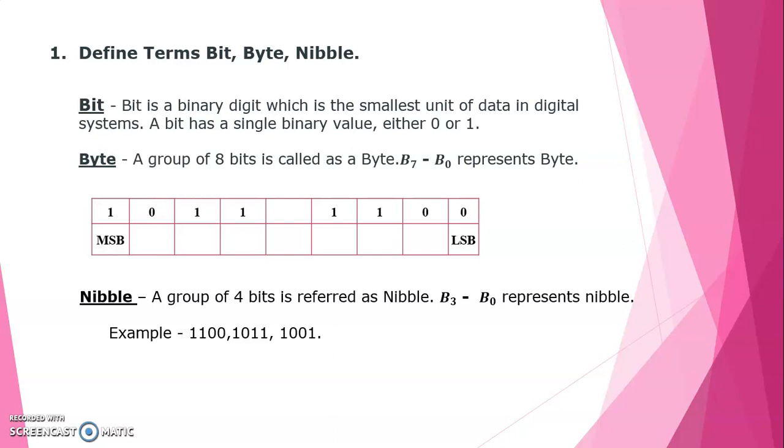Nibble. A group of 4 bits is referred to as a nibble. We have 4 bits, it is called a nibble. That can be represented B0 to B3. Here you can see the examples: 1100, 1011, 1001.